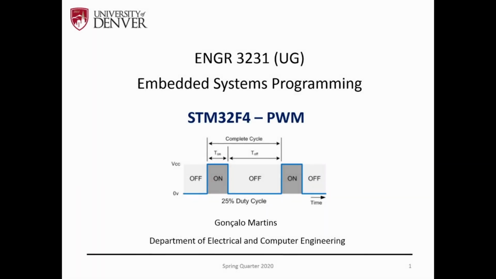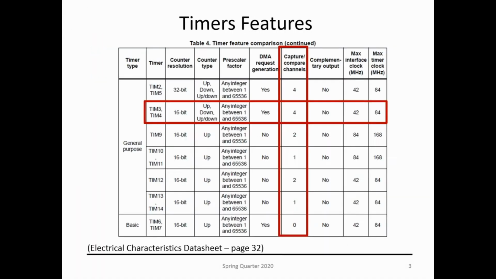Let's go over the PWM with the STM32F4, and let's start with the introduction. You pretty much can use all the timers to generate PWMs. We are going to focus on timer 4, which has 16 bits and 4 channels, so you can generate 4 PWMs at the same time.